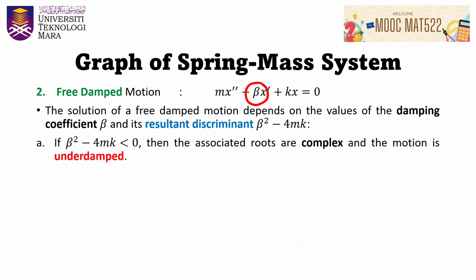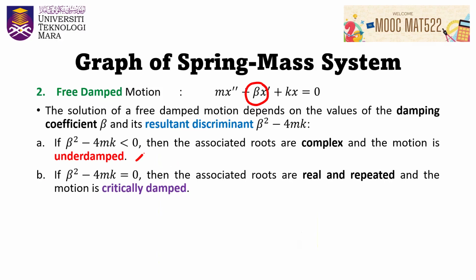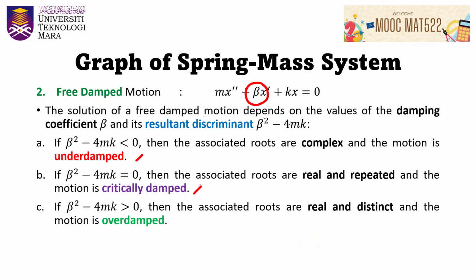If it is the case that beta square minus 4mk, the discriminant, is a negative value, then the associated roots are complex, and hence the motion is underdamped. If the discriminant is equal to 0, then the associated roots are real and repeated, and hence the motion is critically damped. Finally, for the case of the positive discriminant, then the associated roots are real and distinct, and therefore the motion is overdamped motion.